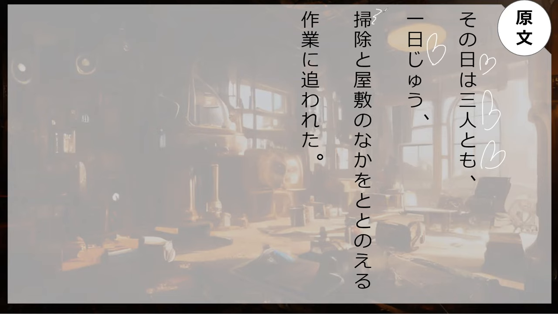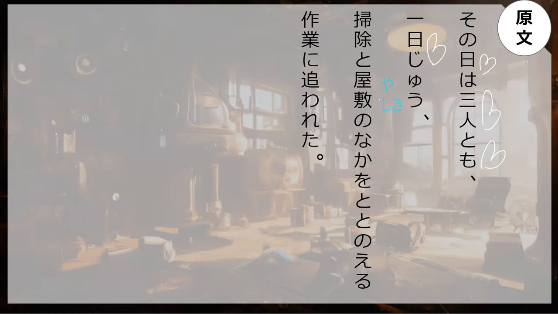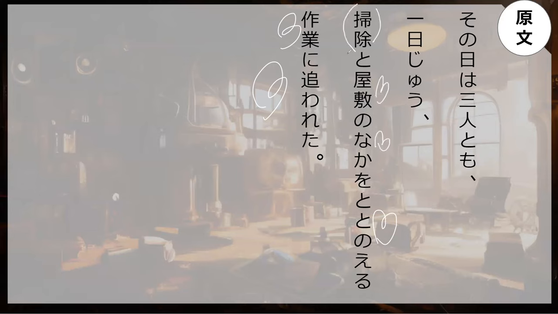so clean, so I forgot, soji to yashiki. Ya from heya. Ya. And shiki from to cover things. Yashiki. Yashiki no naka o totonoeru sagyo ni owareta. They were chased by work. They were chased by the work of tidying up the inside of the mansions and cleaning.